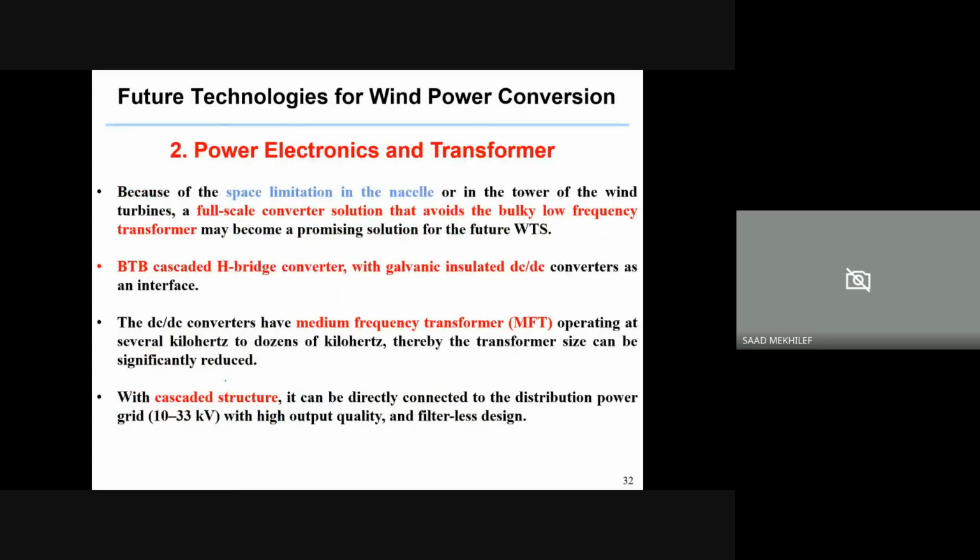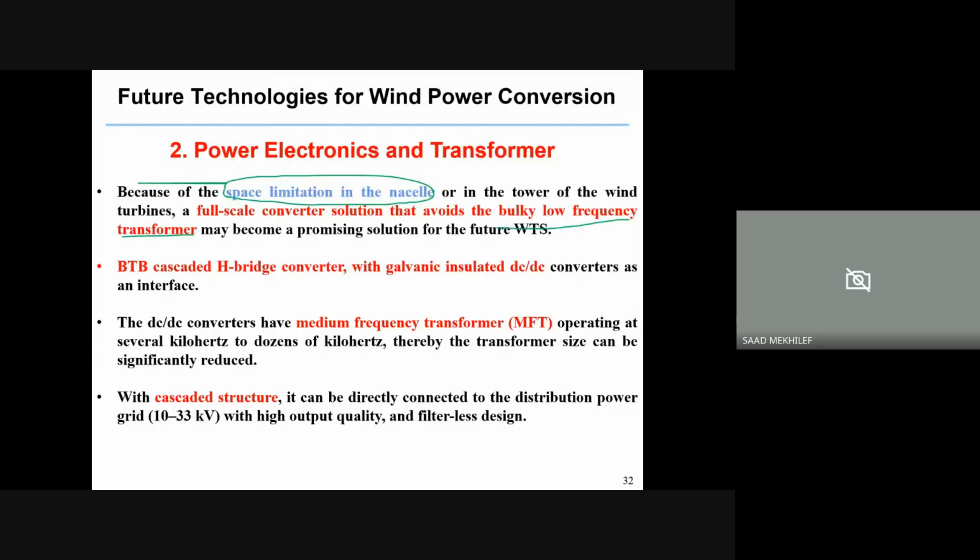Okay, in terms of power electronics, I think there are also a lot of innovations, and this is driven by the limited space available within the wind turbine. So we have limited space. What does limited space mean? It means you cannot have big converters or multi-stage converters and so on. So full-scale converter solutions that avoid a bulky low-frequency transformer are necessary.